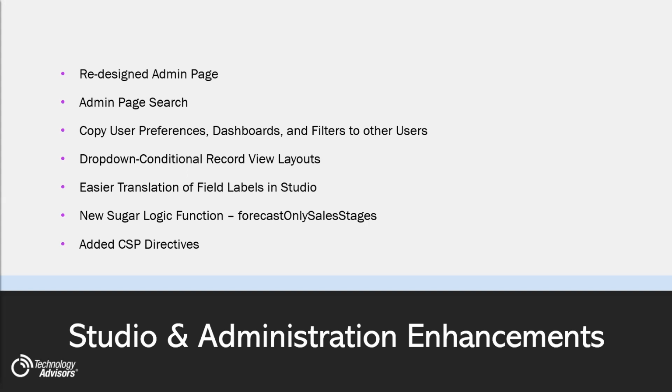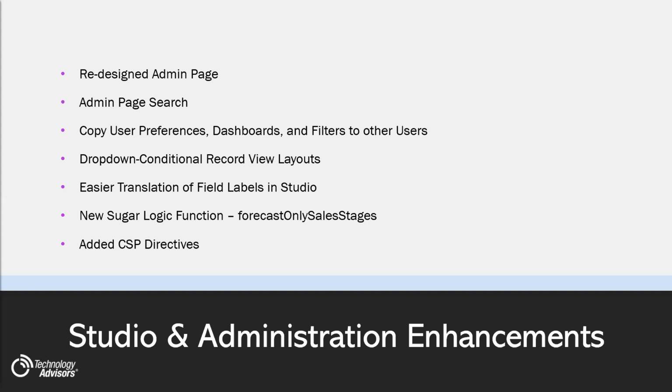We then have a new functionality, drop-down conditional record view layouts. The example that comes to mind would be accounts of different types, let's say customers and prospects. You can have totally different fields depending on which type of account you are looking at. We'll see that in just a little bit. It's now easier to translate your field labels in Studio. It actually shows you your comparison language when you're doing that. I'll show that in just a minute.